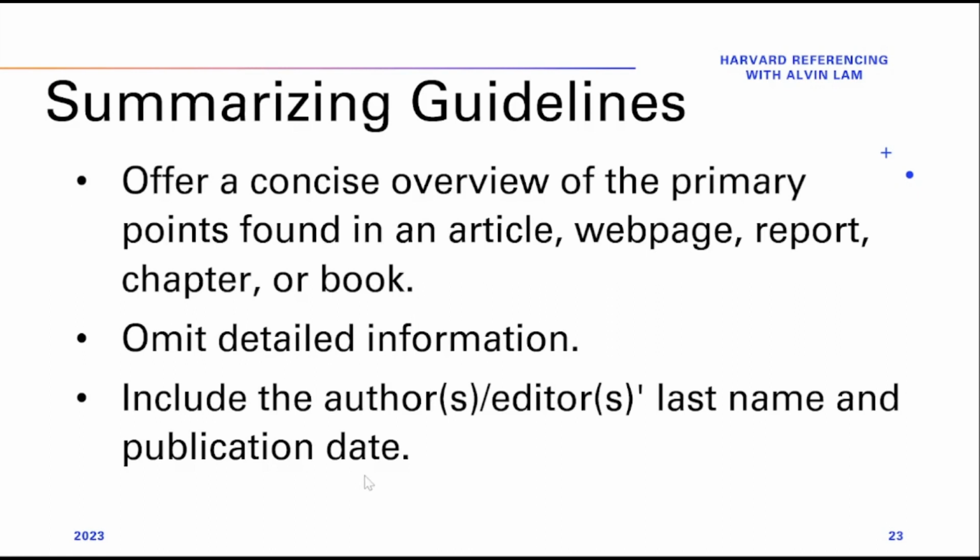Next, we have summarizing guidelines. The summarizing guidelines will offer a concise overview of the primary points, also known as the key points, found in an article, web page, report, chapter, or even a book. So you already know where the sources are, and it is not an exhaustive list here. Now, in summarizing, we want to omit the detailed information but extract out the key information, also known as the primary points or the key points. With that, we will include the author's last name and the publication date.